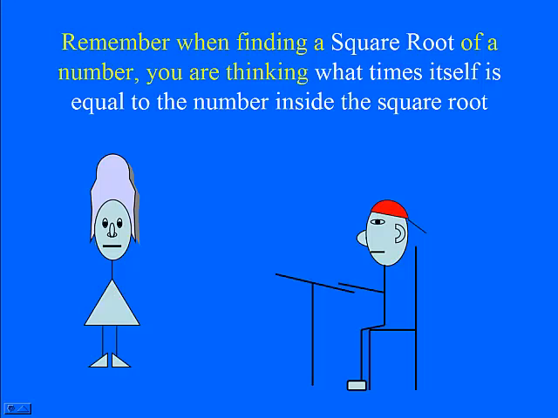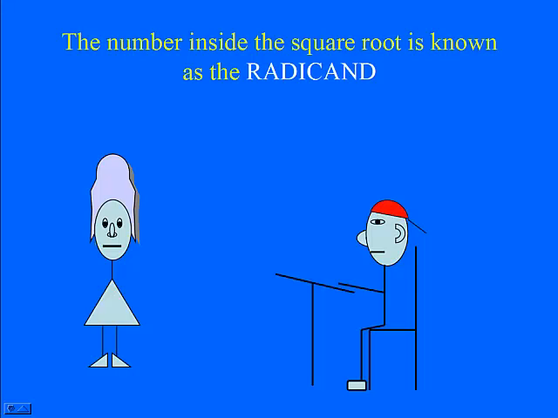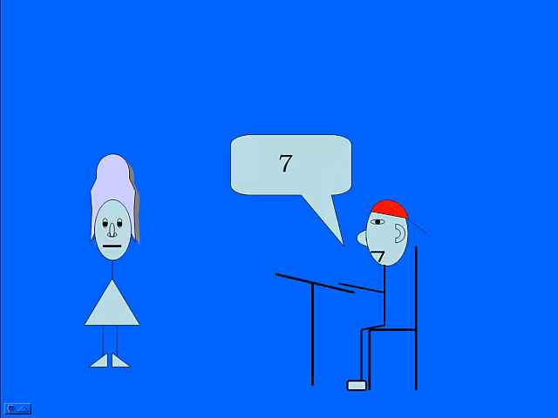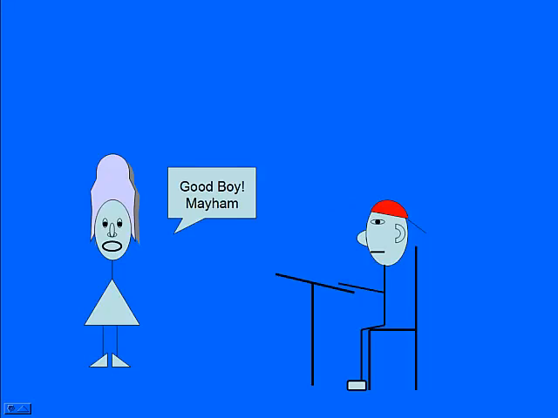Remember, when finding a square root of a number, you are thinking what times itself is equal to the number inside the square root. The number inside the square root is known as the radicand. In Ms. Diller's question for Mayhem, the radicand is 49. Let's see if Mayhem has the right thought processes to come up with the answer. Apparently he does.